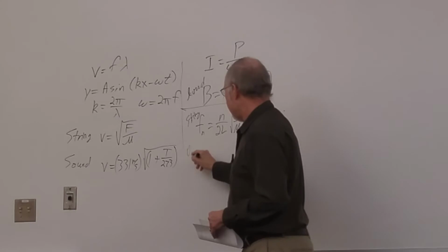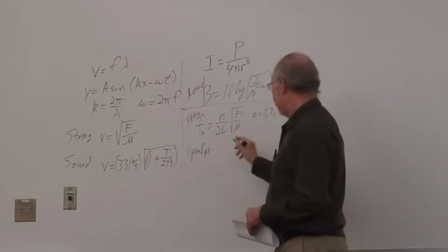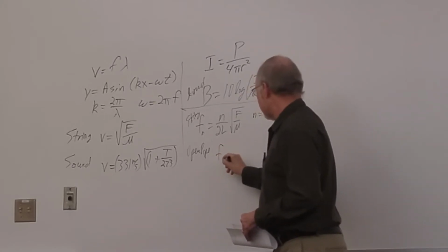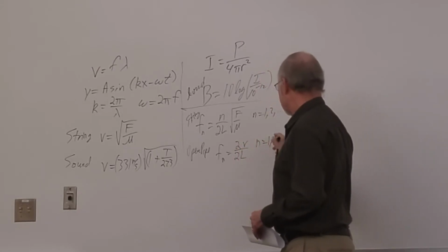For an open pipe, like your flute or something like that, the resonant frequencies were n times the speed over 2L. Again, n is an integer.